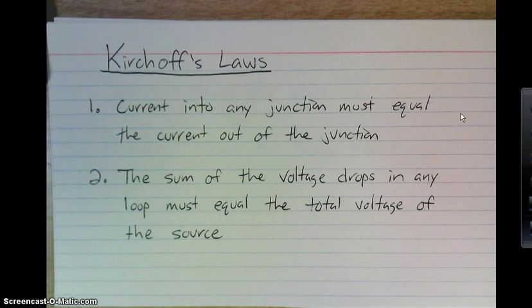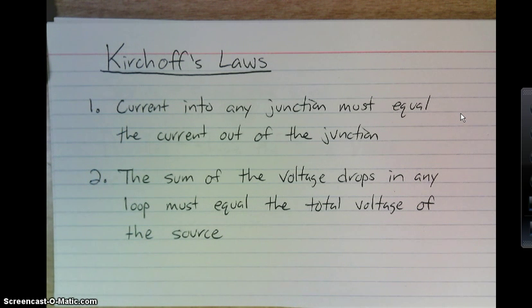So the very first one says current into any junction must equal the current out of the junction. I've said this a few times just in the basic stuff that we've done, but you're going to need that quite a bit in order to solve these problems correctly.